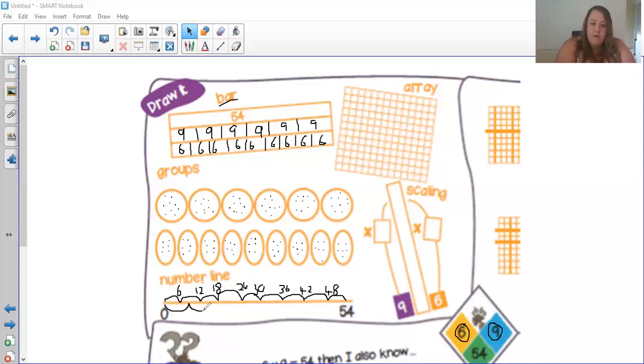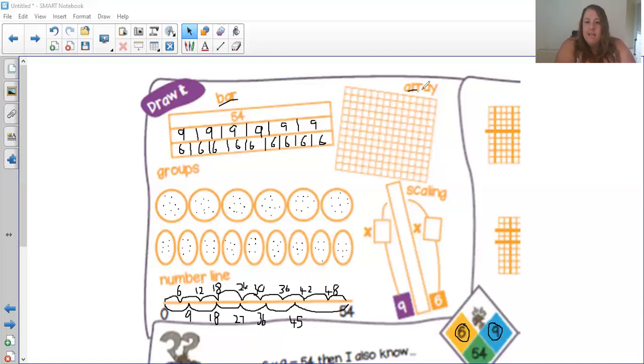So you'd have 1, 2, 3, 4, 5, 6. Definitely not even there, apologies for that. But then you would have your counting in 9s. 9, 18, 27, 36, 45, and then your 54. But again, those jumps should be more even than I've drawn them.